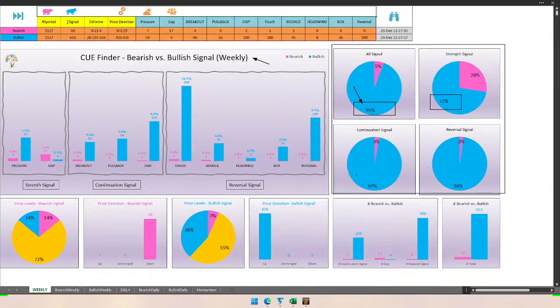Strength signal also very bullish, trend continuation very bullish, 97%. Reversal is also very bullish. At the same time, bullish headwinds are not above 1%. If bullish headwinds in the weekly interval percentage was more than 1%, I could anticipate more up move. The more up move can still happen, but we don't have that indication from weekly bullish headwind percentage. It is overbought, bullish but overbought.